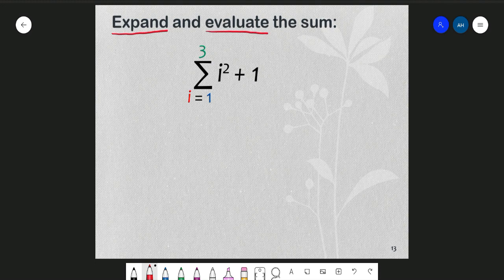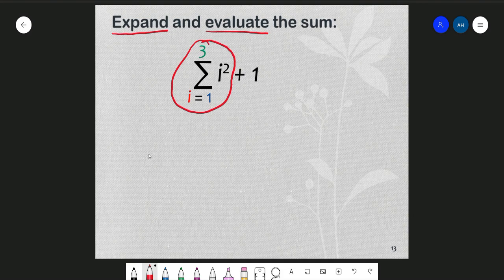Find the sum. All right, so we are given the summation notation like this: the summation of i squared, i from 1 to 3, and then plus 1. We have to be a little bit careful here. For this problem, the summation is only for this part. After we get the sum of this, lastly, we add 1.